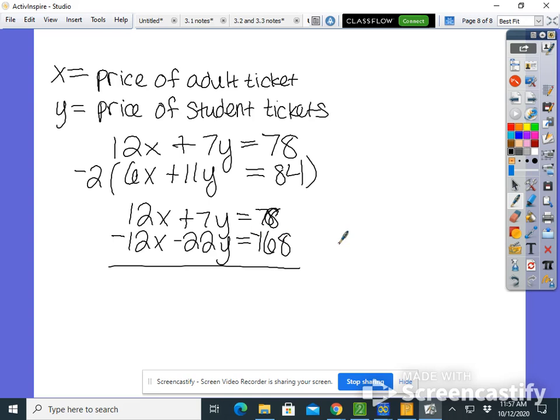Okay, so what cancels? 12X. What's 7Y minus 22Y? Negative 15Y. 78 minus 168 is negative 90. Divided by negative 15, good. So what's Y equal? 6. So what's that mean? It's the price of one adult or one student ticket.